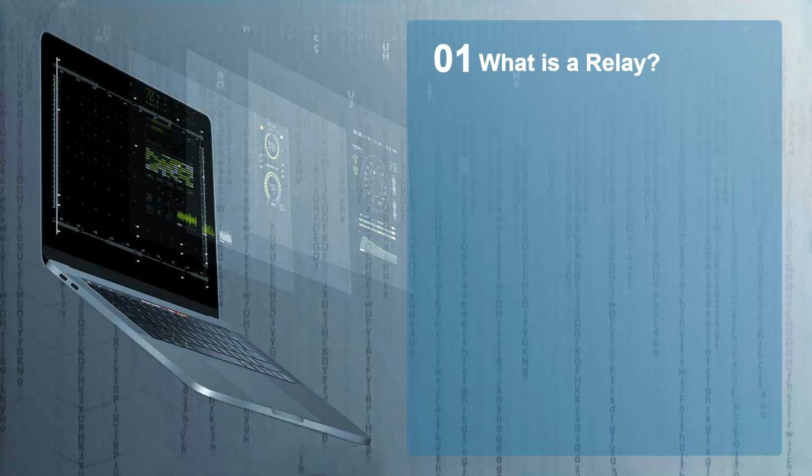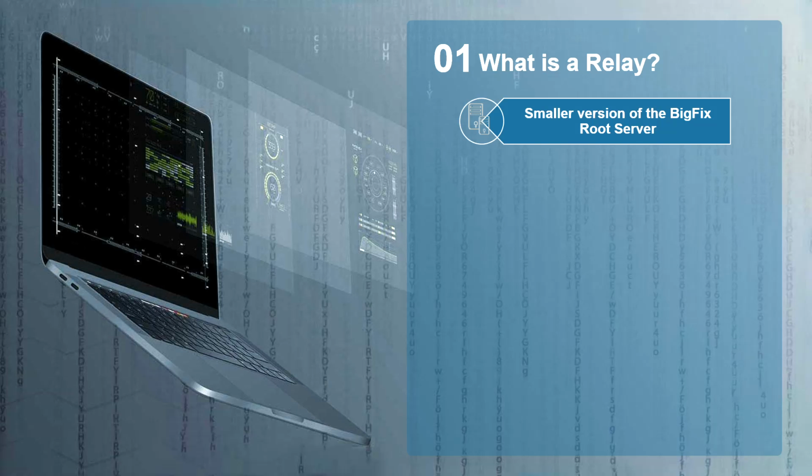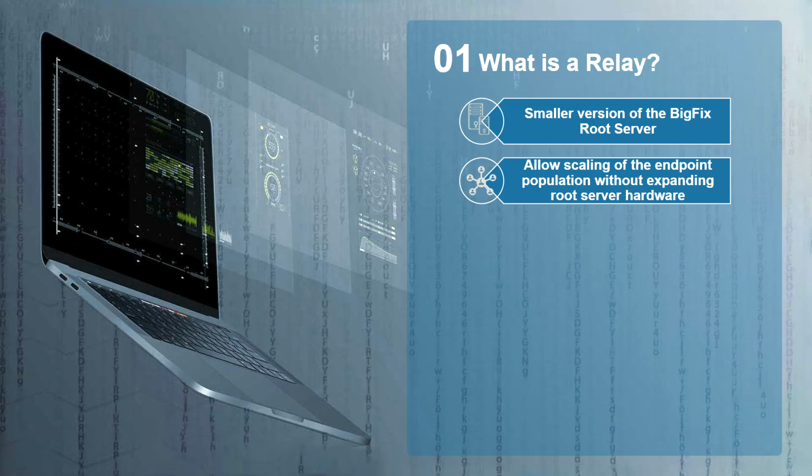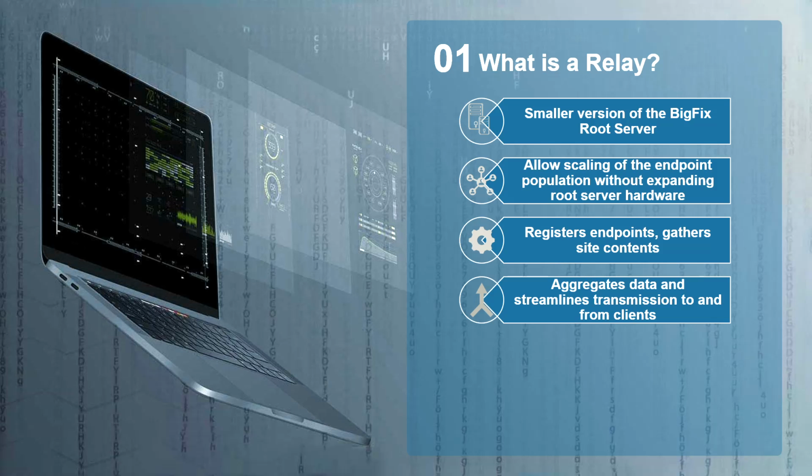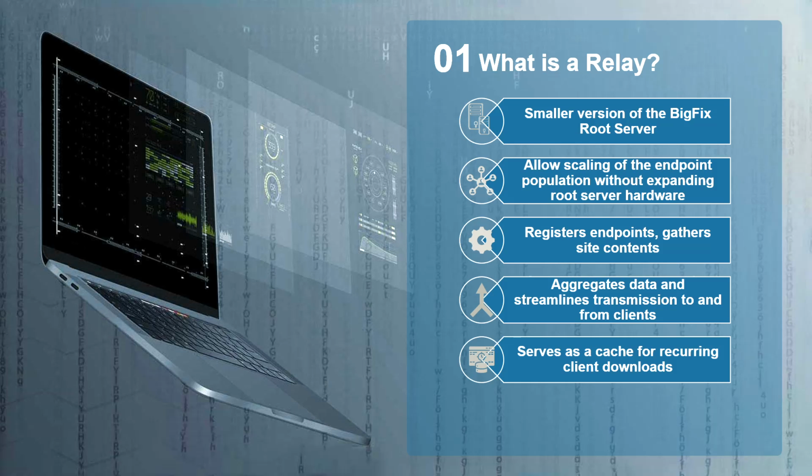What is a relay? Broadly speaking, relays are smaller versions of the BigFix root server. Deploying them allows scaling of the environment without having to respec or change the hardware of the root server. Like the root server, relays register endpoints, gather site contents, and accept client downloads, but they also aggregate and streamline that data for transmission to the root server or even back to the clients themselves. Relays can also serve as caches for payloads that result from recurring client action downloads.